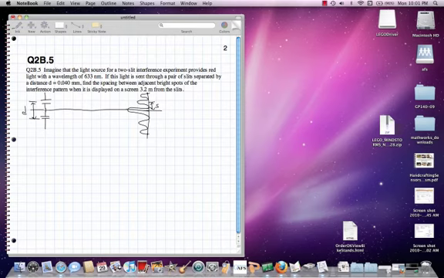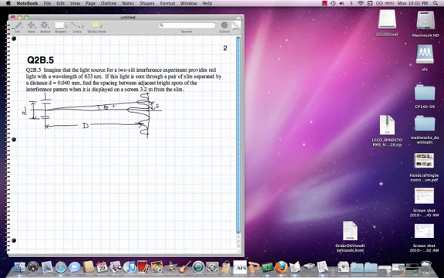So we need to find an angle from the center of our slits to this first maxima, and we'll call this theta. The other thing we know is that the screen is a distance D away, and that's 3.2 meters. Okay, so let's look at this for a minute.